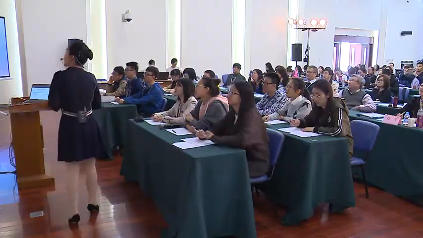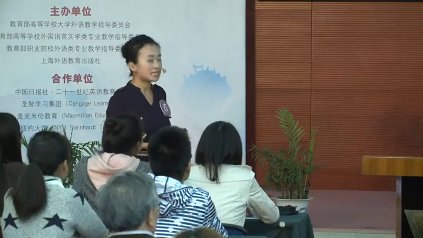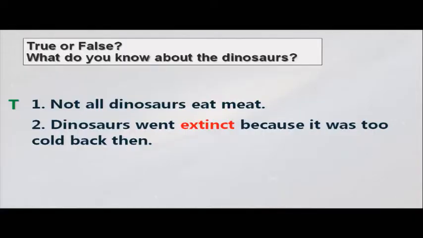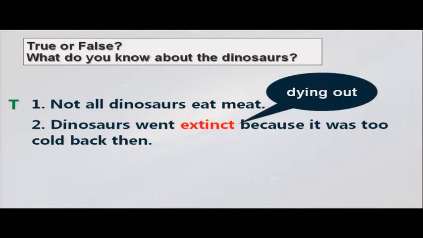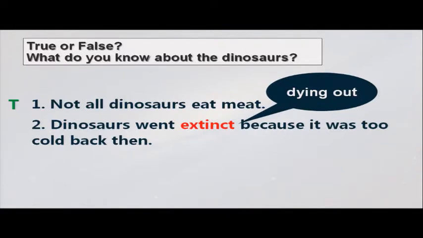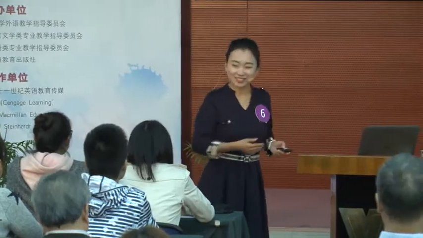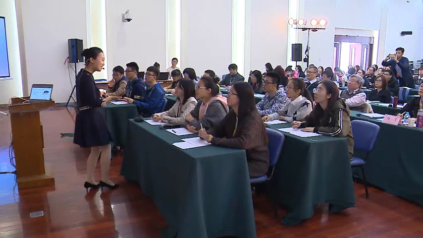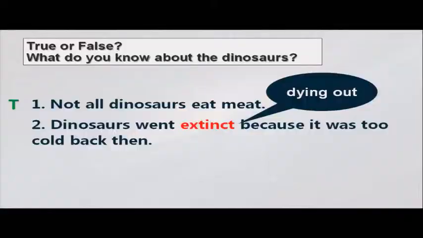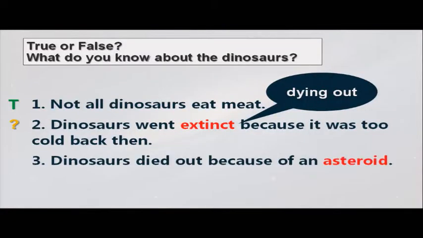And second one, dinosaurs went extinct because it was too cold back then. Basically, extinct means dying out or not existing anymore. True or false? False? Maybe, not sure. Okay, doesn't matter. I'm gonna put a question mark here.